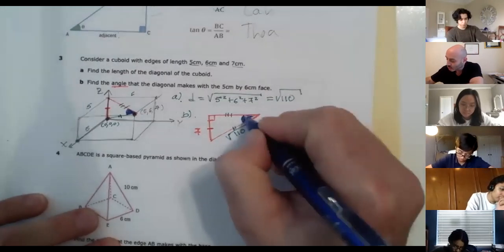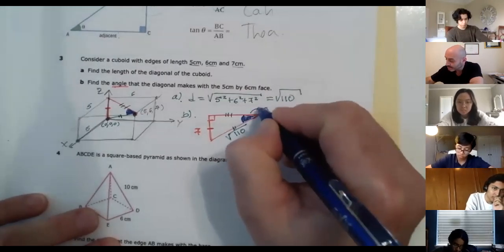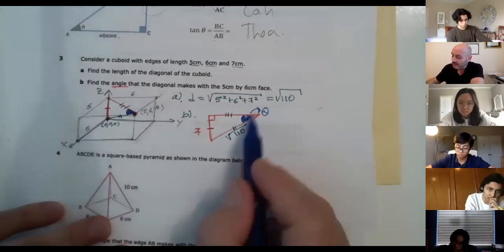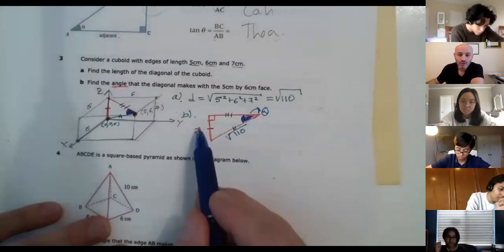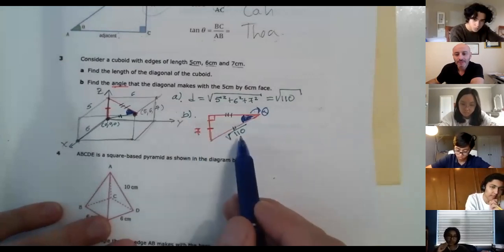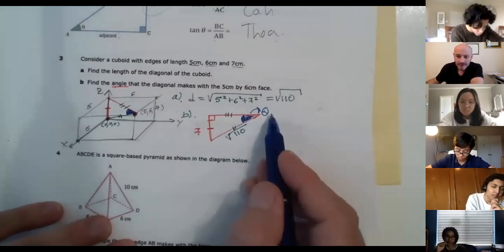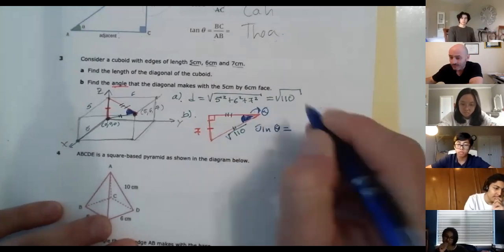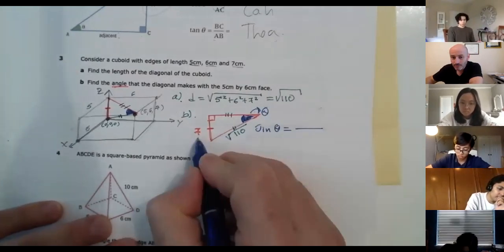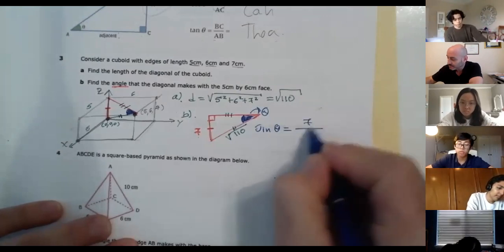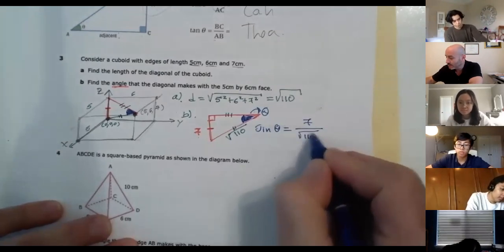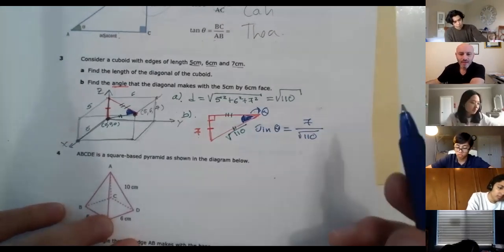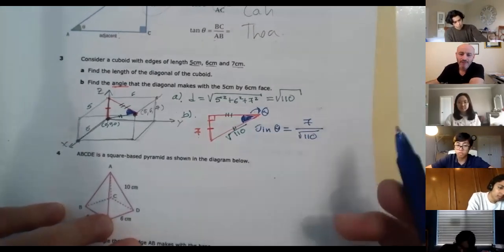Does it make sense? So this is theta. In a right triangle in which we know the opposite and the hypotenuse, how can we find theta? Sine. Sine of theta is opposite over the hypotenuse. And then we use the inverse sine or the arcsine function to find it.